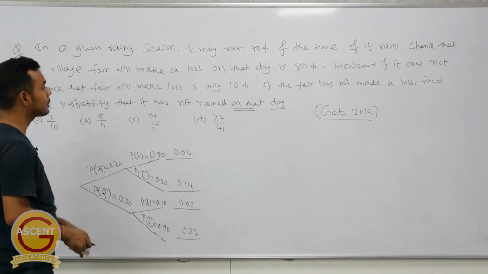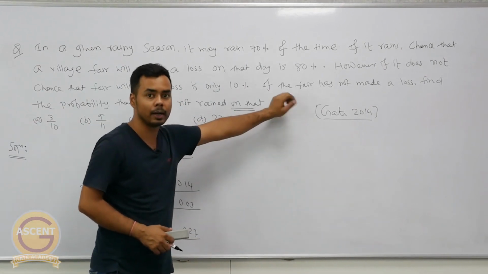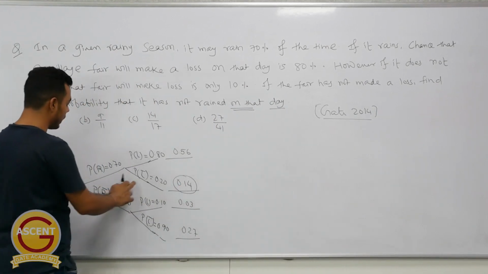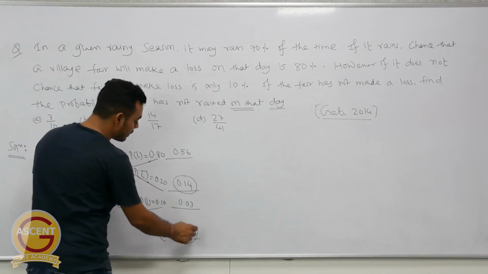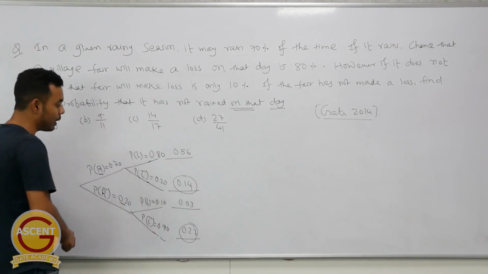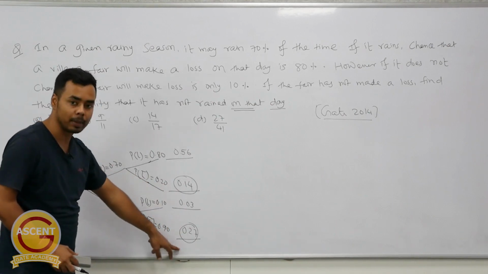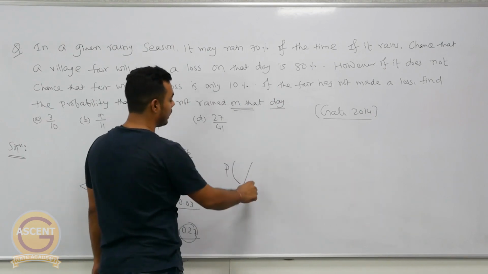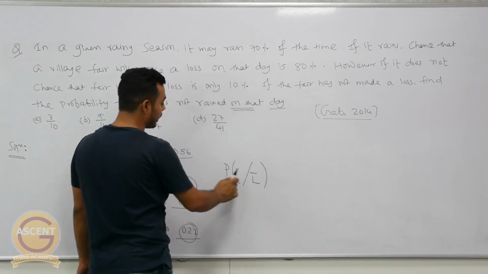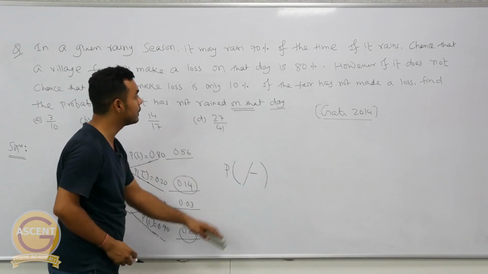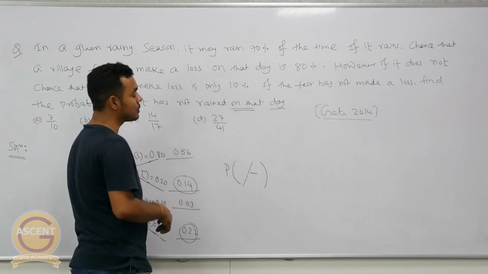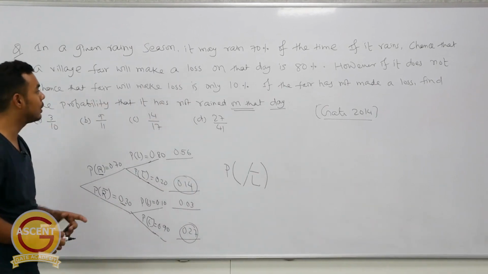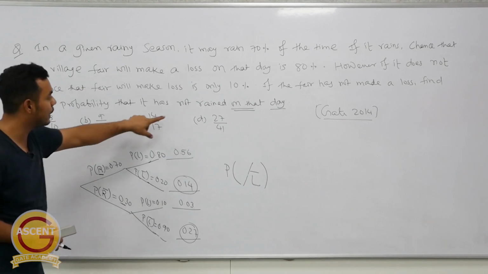Now the question is, it is given that the fair has not made a loss. So these two terms are representing L complement. This one is not making a loss when it has rained, and this term is representing not making a loss when it has not rained. So these two terms are representing not making a loss. Now we have to find the probability. It is given that the fair has not made a loss, so this means it is known that the fair has not made a loss. Now the question is, find the probability that it has not rained.